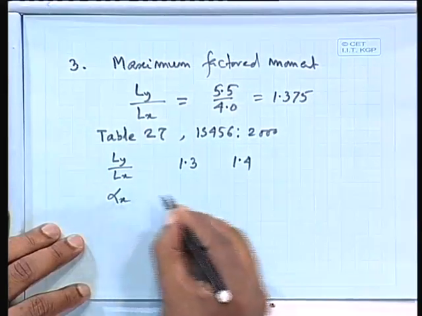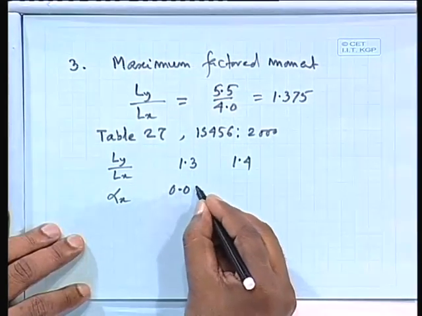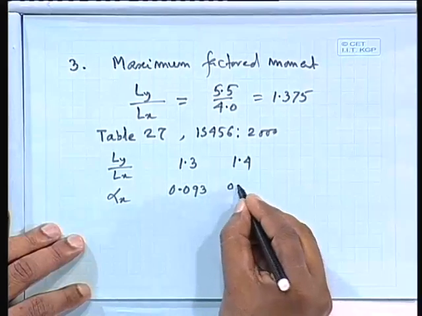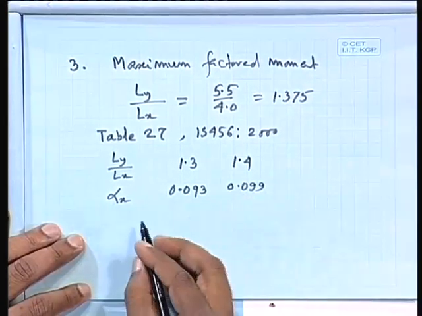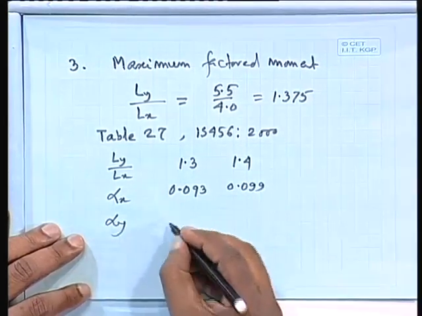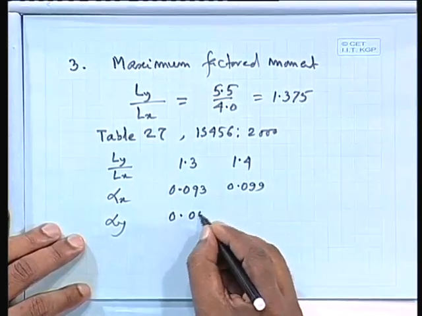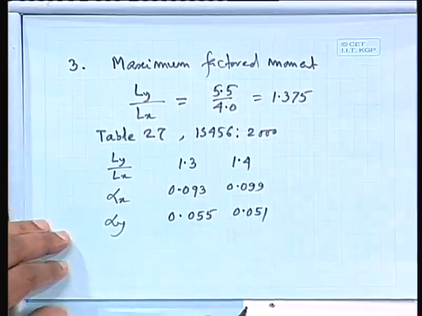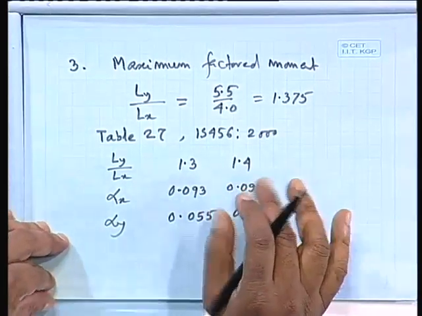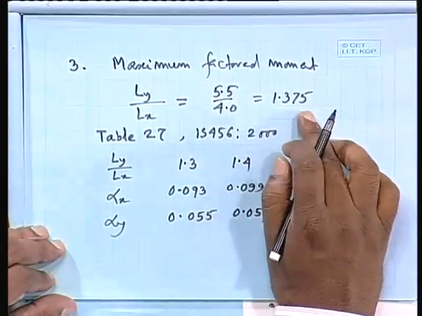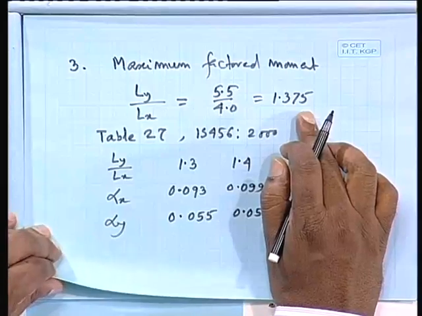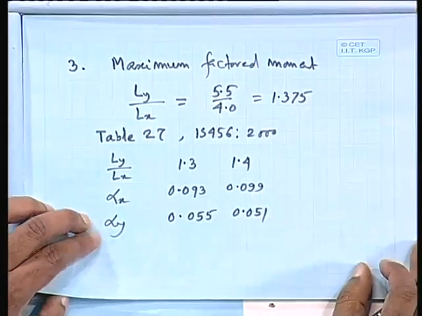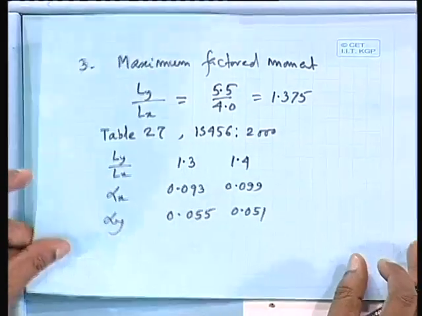So alpha x is given as 0.093 and 0.099, and alpha y as 0.055 and 0.051. I am taking that interval only, 1.3 to 1.4, because 1.375 lies between them. So we can find alpha x and alpha y from these values. Let us calculate that.